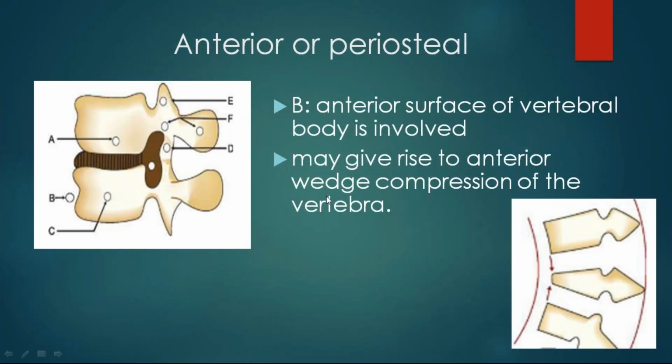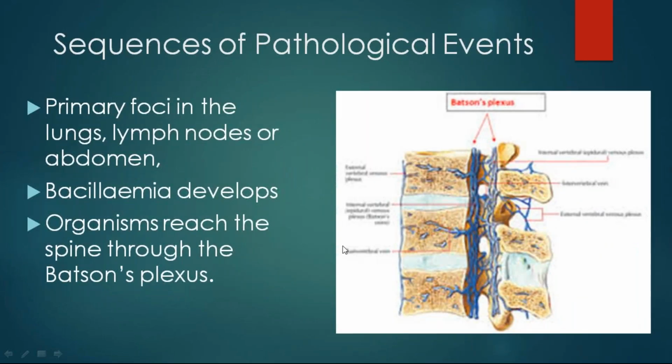And the anterior type, you can see B. This is the anterior surface of the vertebra, this is the anterior part and this is the posterior part. The anterior part is involved, which causes destruction of this part of the vertebra, resulting in a wedge-shaped collapse. This vertebra is normal and the one below is normal, but the middle vertebra which is affected becomes wedge-shaped due to the collapse of the anterior part, and the posterior remains the same. So it will be like a triangle. This is a wedge. This gives anterior wedge compression of the vertebra.